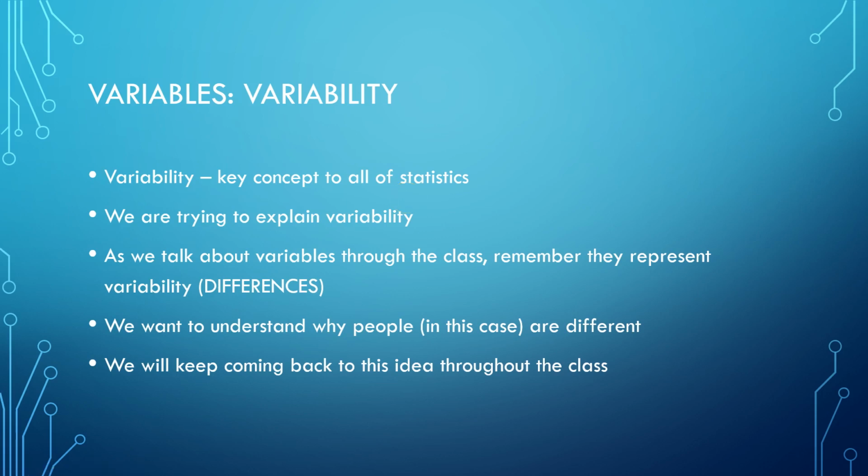We are always trying to explain variability. We're going to talk about why people are different. That's why we do our research studies. Why do some people have higher GPAs than other people? Why do some people have higher levels of depression than other people? Why do some people have higher levels of anxiety than other people? We're really interested in these questions about variability or differences. As we talk about variables through the class, remember that they represent these differences that we're trying to explain. We want to understand why people, in the case of psychology, are different. And we'll keep coming back to this idea.